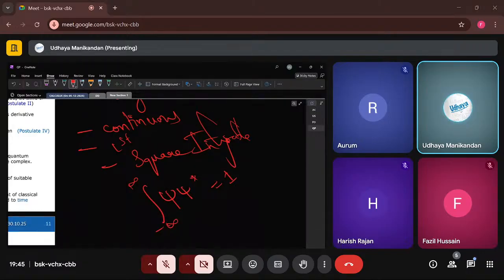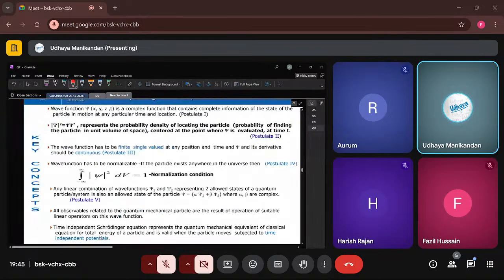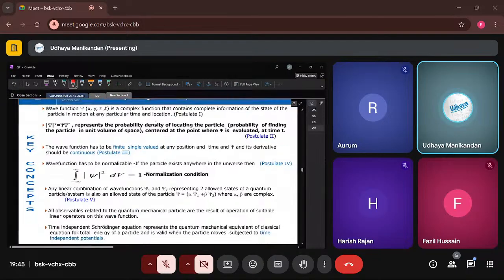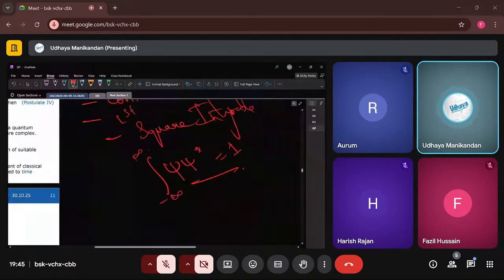Okay, let's move forward. We know that the integral from minus infinity to plus infinity of psi star psi is equal to 1. So the square integrable property has to be satisfied. And psi star is given by, like, z bar is mod z.